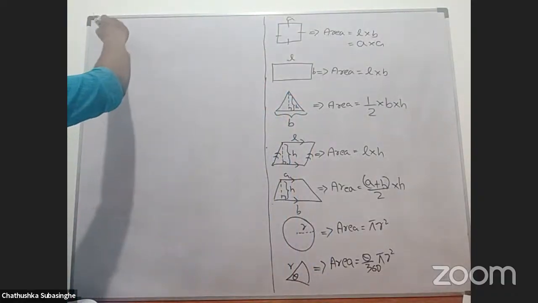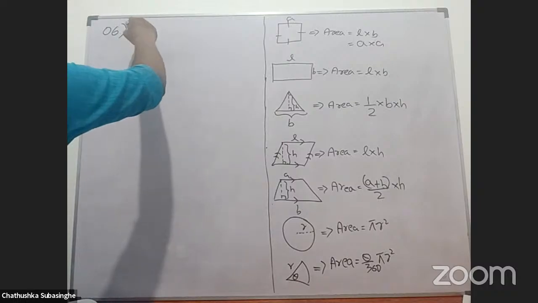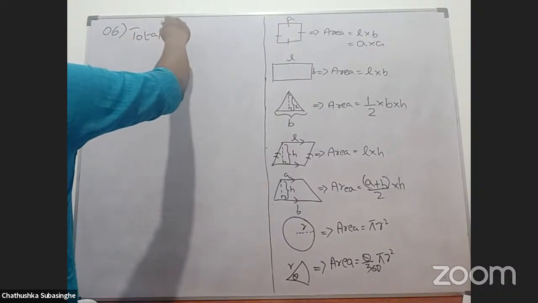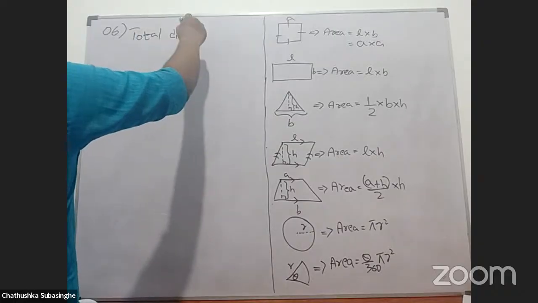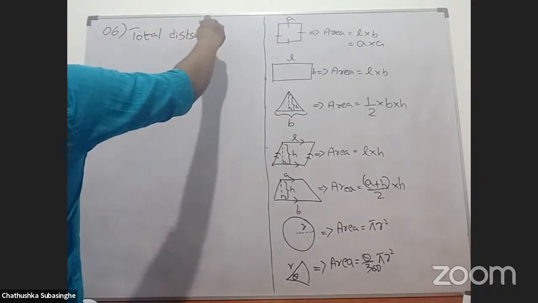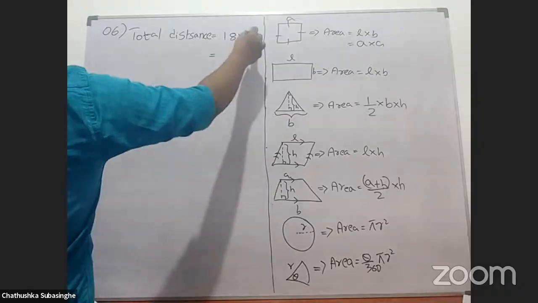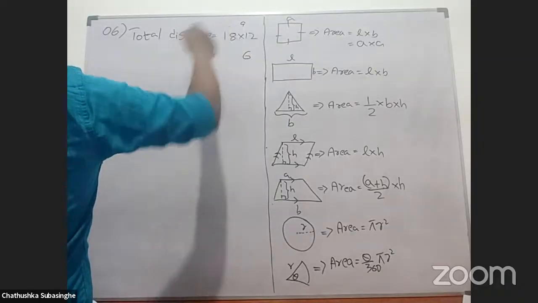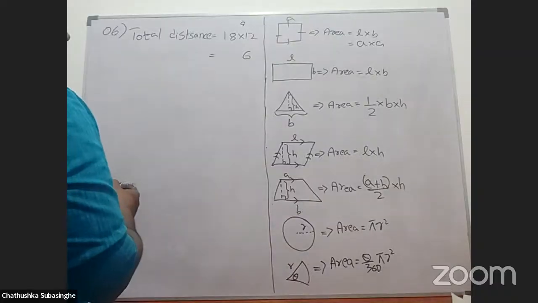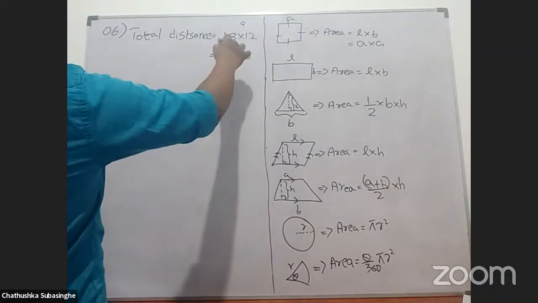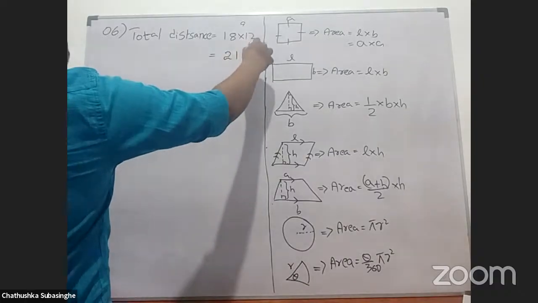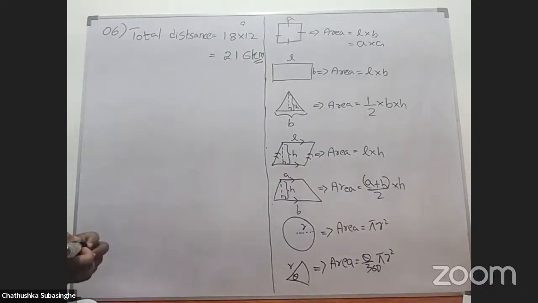So the 6th question, total distance. Total distance equals 18 multiplied by 12. 12 times 8, 96. 9 left, 12 times 1, 12. Plus 9 is 21. So 216 kilometers is the answer. That's the total distance. So that's it for the 6th question.